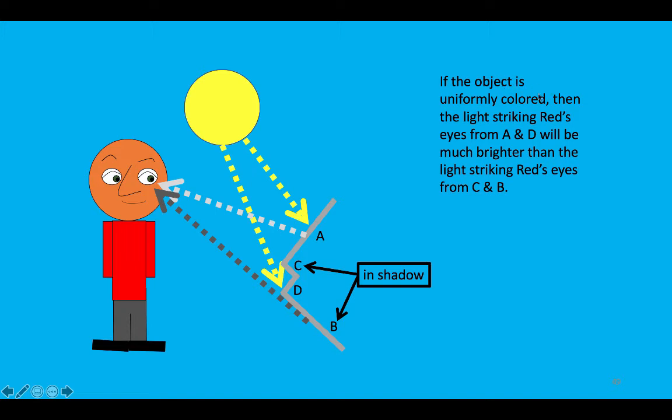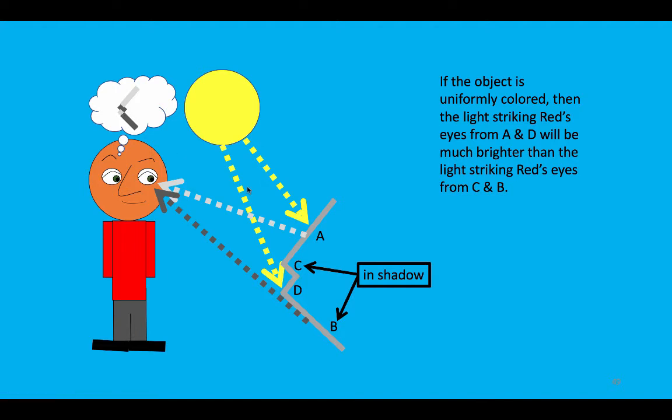So if the object is in fact uniformly colored, this is how it's going to work. The light reflecting off here is going to be much brighter than the light reflecting off of here because A is in full sunlight and B is in shadow. And consequently, if this person's visual experience is based entirely on the light that's striking the eyes, that is, if the brain acts like a mere scribe and just generates an experience that matches the light absorbed by the retina, then this person would see the object as looking like this. That is, this section here would look very dark, this section here would look very bright, this would look very dark because it's in shadow, and this would look very bright because it's in full sun.